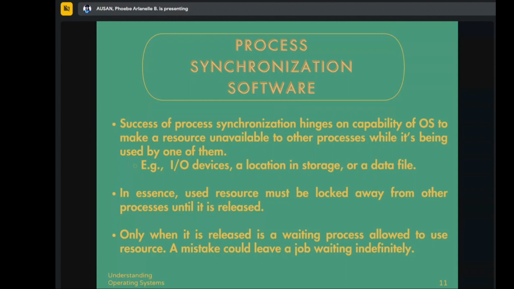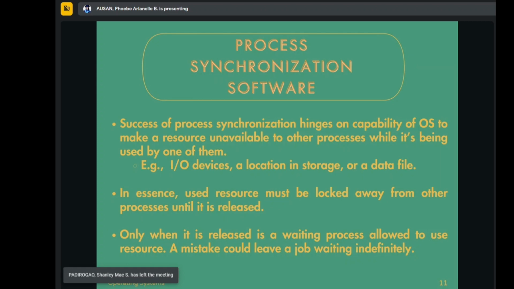So the next topic we will discuss is process synchronization software. When we say process synchronization software, it refers to software mechanisms and techniques that are used to coordinate and control the execution of multiple concurrent processes or threads in a computer system. This ensures that these processes or threads work together harmoniously and share resources effectively, preventing issues such as race conditions, deadlocks, and inconsistent data access.